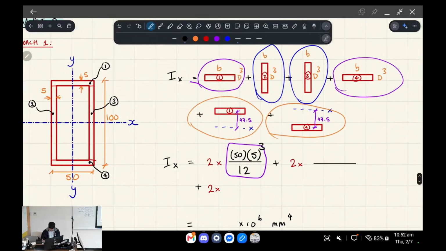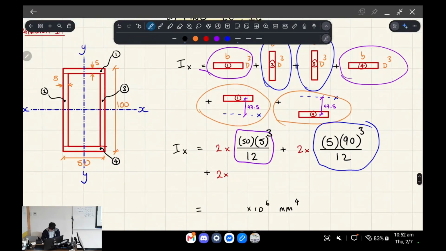For the second one, we go B, which is 5, so it's 5 wide. It's 90 deep, and it has to be cubed and then over 12. So this is 2 lots of the blue one. And now the last one is 2 lots of parallel axis theorem shifting.